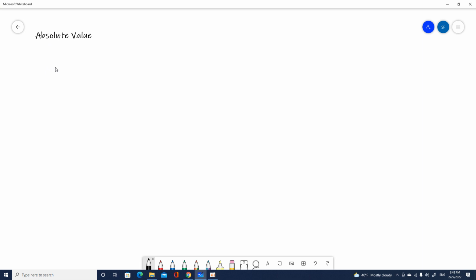First, we talk about absolute value expression. Usually, an absolute value expression looks like this way, such as 2's absolute value, negative 2's absolute value, 0's absolute value, such as like this way. This is the absolute value expression. Now we talk about absolute value meaning.